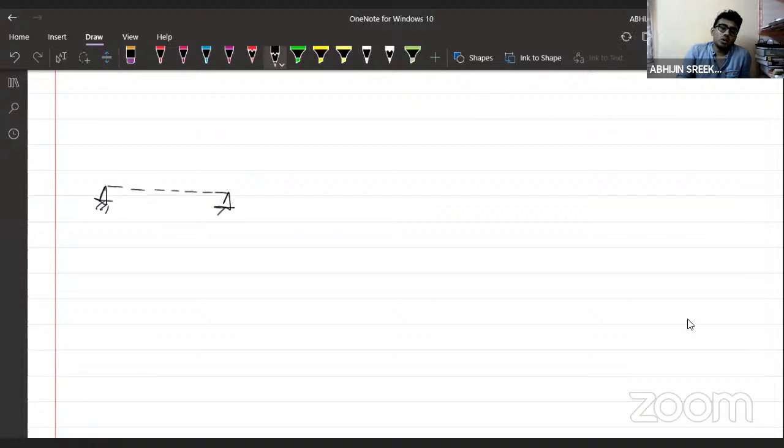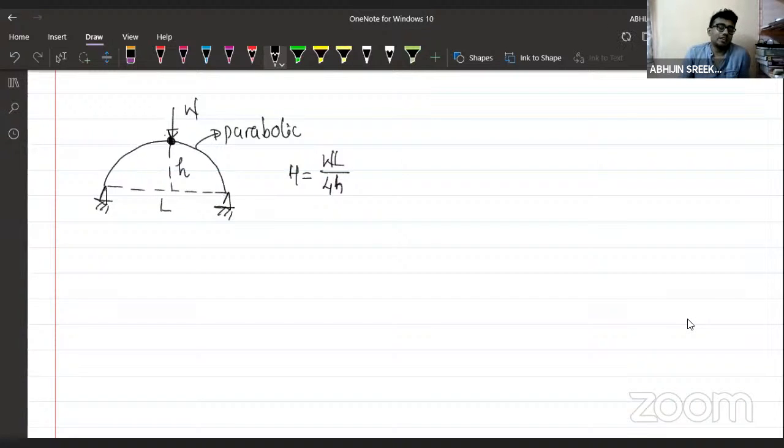Suppose I have a three-hinged parabolic arch, okay? You can tell me the answer here. If it is a three-hinged parabolic arch, what is the equation for finding the horizontal reaction? This is WL divided by 4H, if the rise of the arch is H and the span of the arch is L. Agree with me or not? The horizontal reaction at the support will be equal to WL divided by 4H.